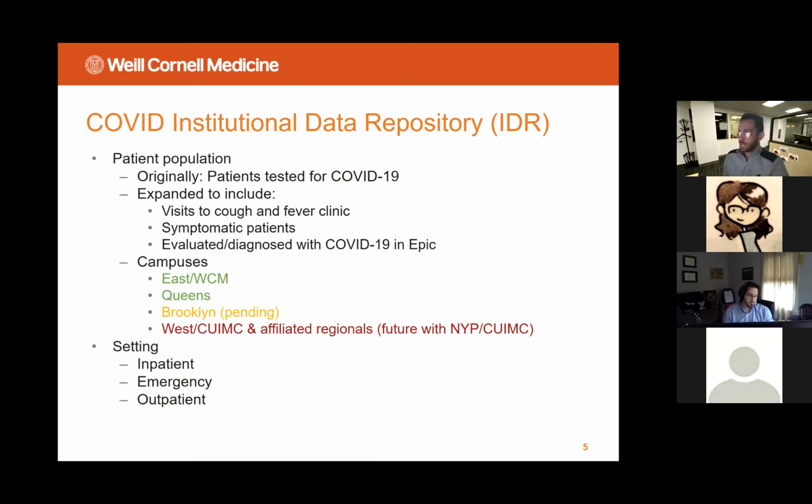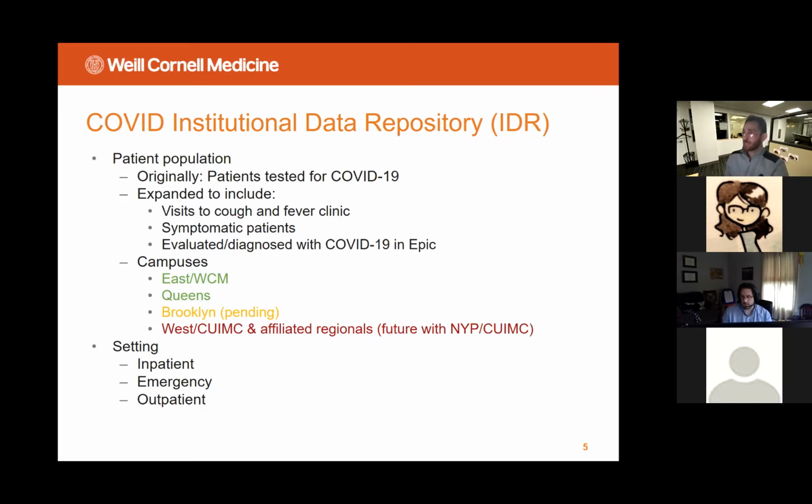Sometime at the beginning of April, only a few weeks into the pandemic, we stood up this data repository that originally included patients who tested for COVID-19. Later on, we expanded it to all the patients who have had any visits with our cough and fever clinic. We also included patients who are symptomatic, using their diagnosis codes to identify this patient cohort, and also patients who have had any diagnosis of COVID-19 in their medical record.